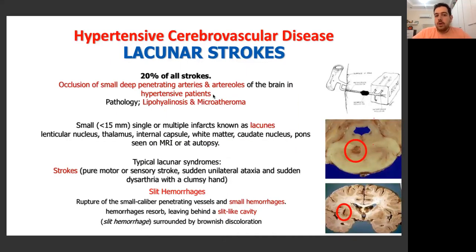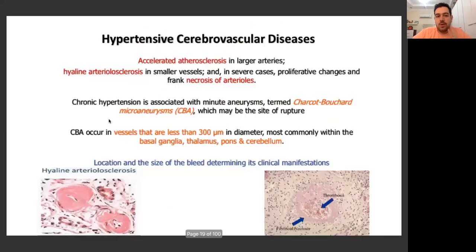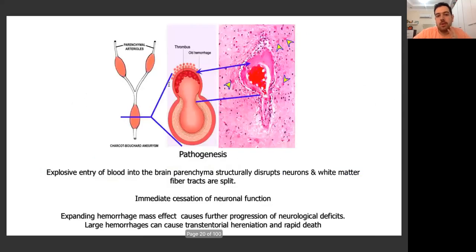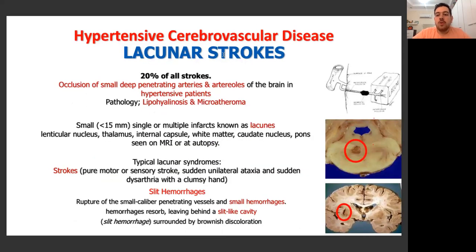Next is the lacunar stroke. So this one is the lipohyalinosis. We said that it leads to lacunar infarction. Let's talk about it more. Lacunar strokes are these very small strokes that happen in the deep area of the brain. These are a few images. So this is a lacunar stroke, and this is another one. Usually it happens, as we said, in hypertensive patients. You need to remember this fact.